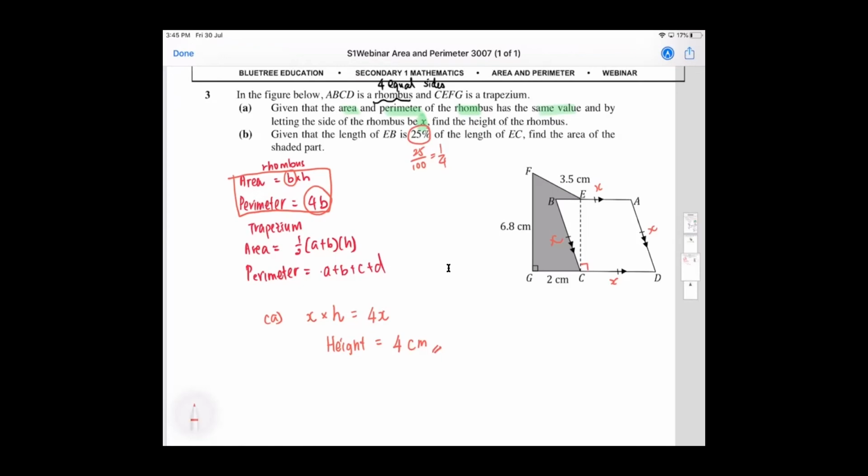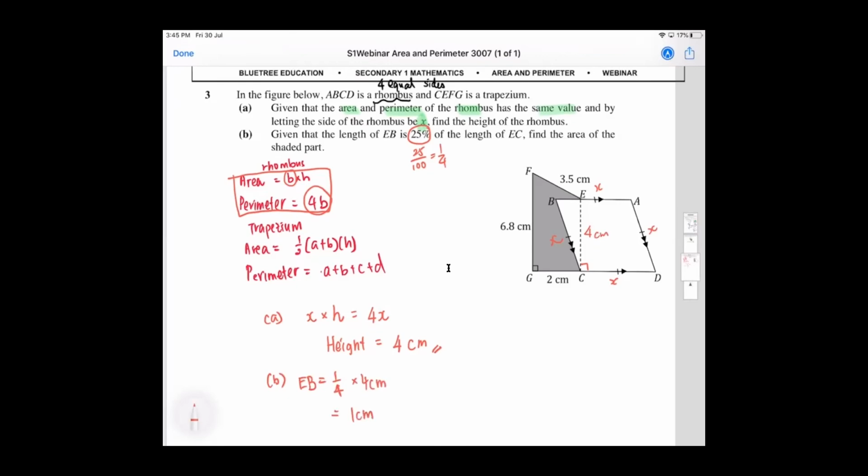So EB, part B. EB is a quarter of EC. EC is the height, which is 4. So it's a quarter of 4, which is 1 cm.